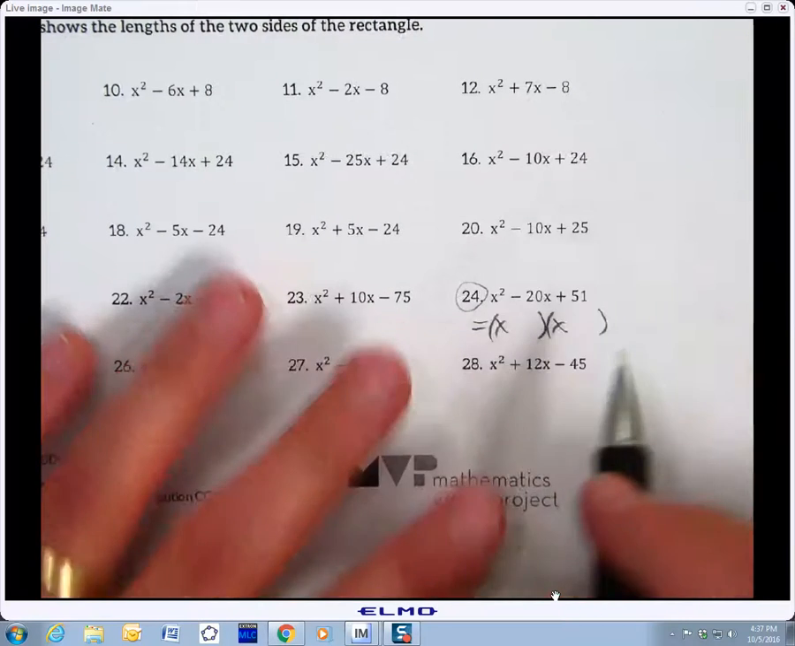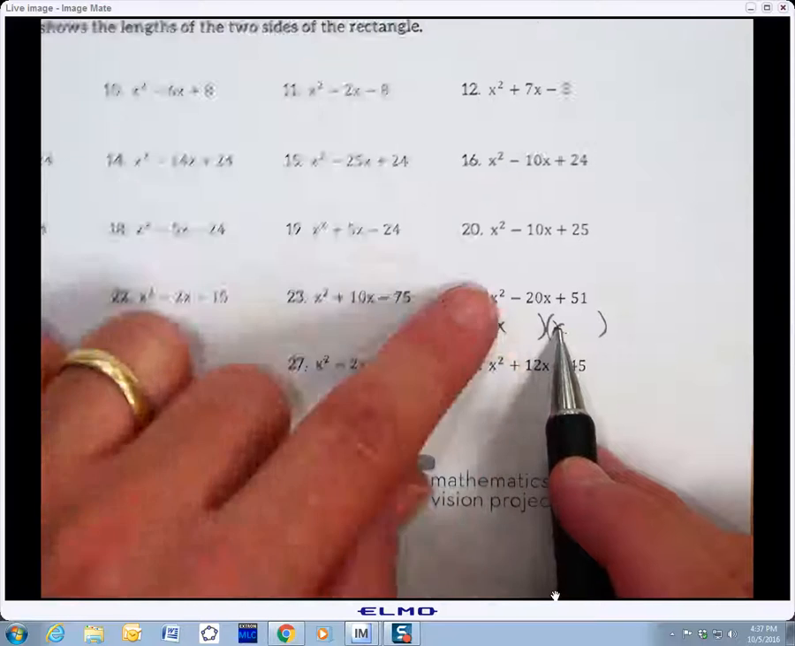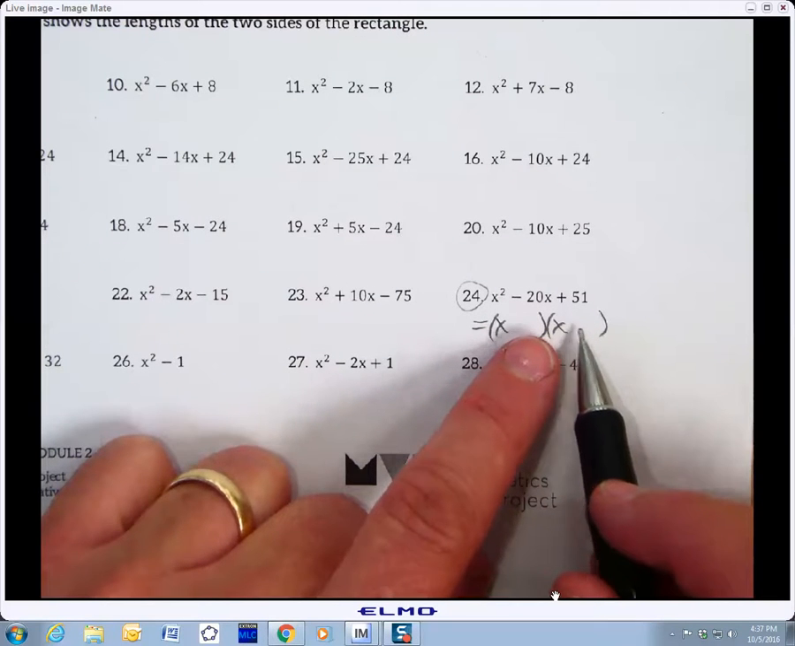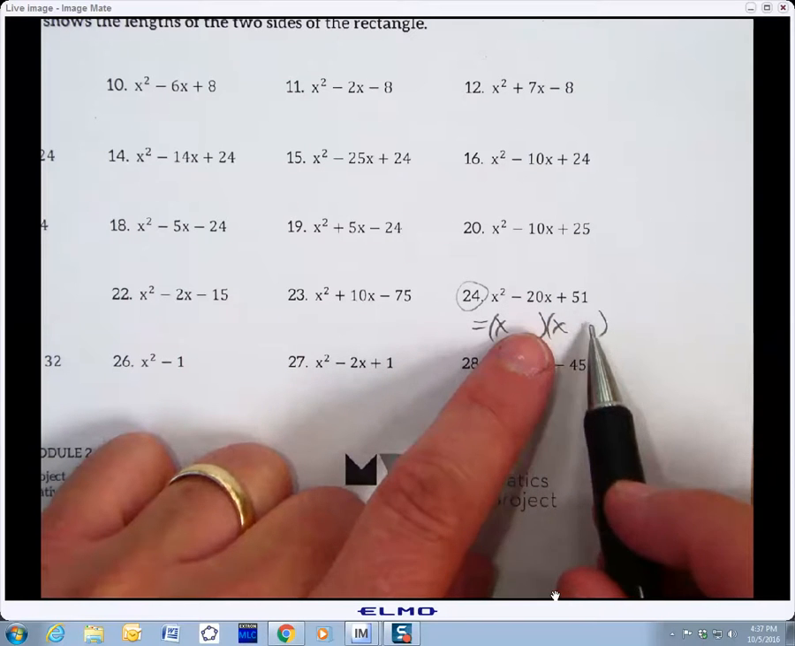I know it's x times x. You've done enough of these, I think, at this point. X times x is how you get an x squared. So tell me about the signs. Are they going to be both positive, both negative, or one of each? And by one of each, I mean one positive, one negative, right?